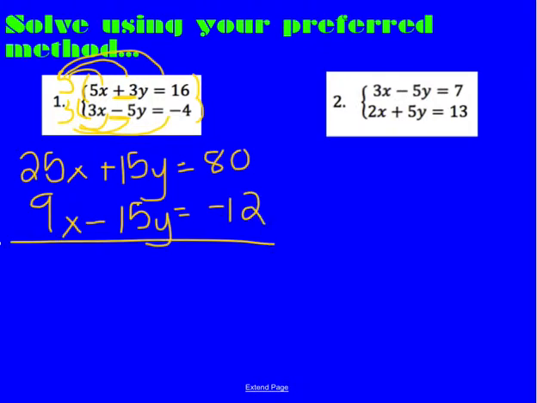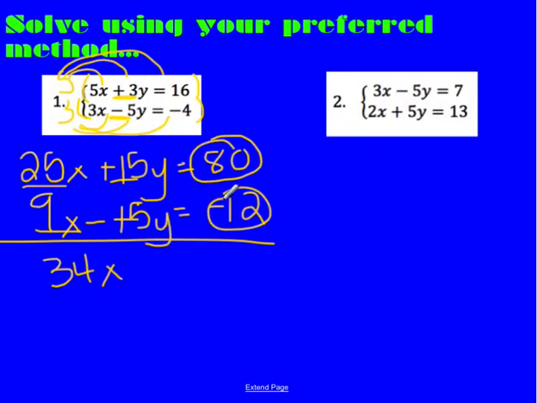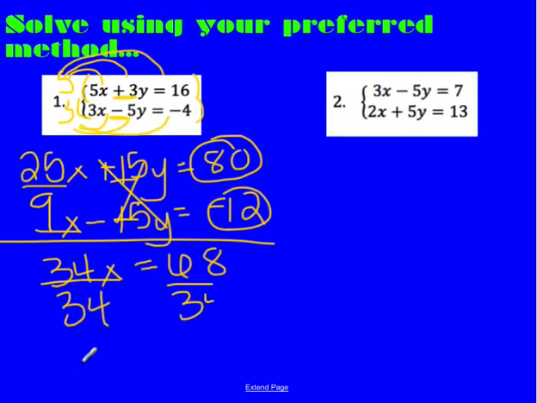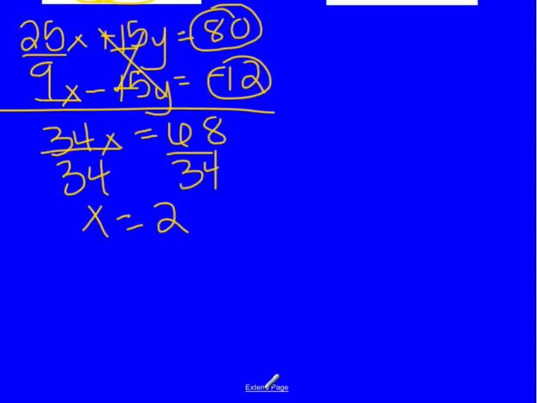Now what I notice is that my y's have the same number with opposite signs, so now I can add down the columns. 25 plus 9 gives me 34, and 80 minus 12 gives me 68. So my y's canceled out, and all I was left with was the x. Now I'm going to divide both sides by 34 so that I can solve for x. When I do that, I get that x is equal to 2.